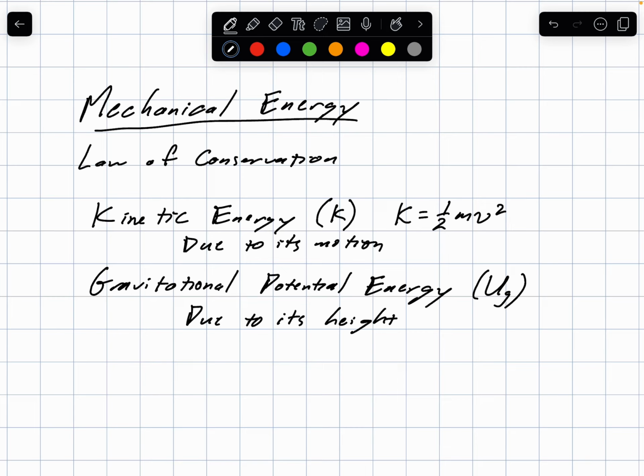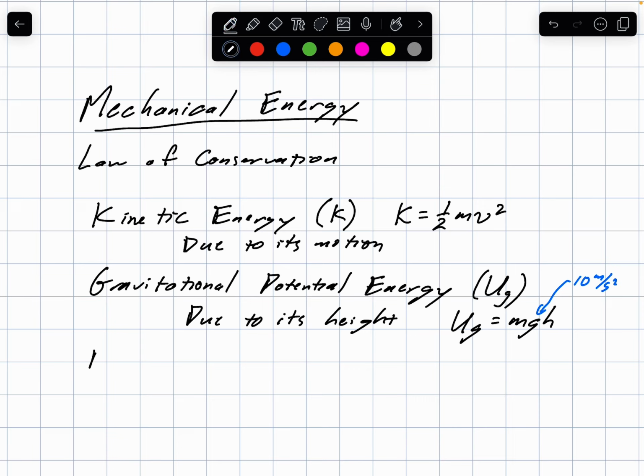And the way that it's calculated, UG, is mgh. M is mass, g is the acceleration due to gravity, right? That's the 9.8 or 10 meters per second squared. And h is the height. That is how far above the zero level you are. And you can set the zero level actually wherever you want.